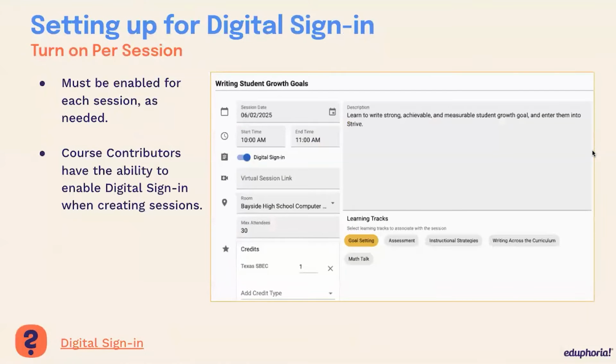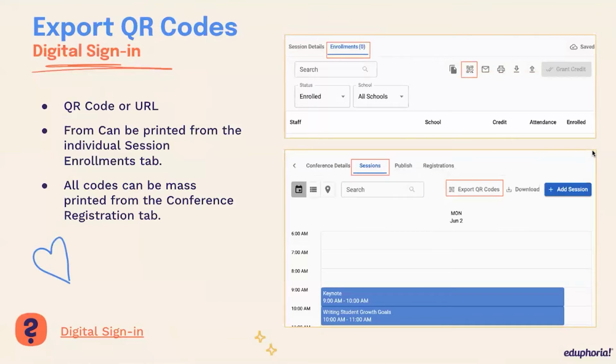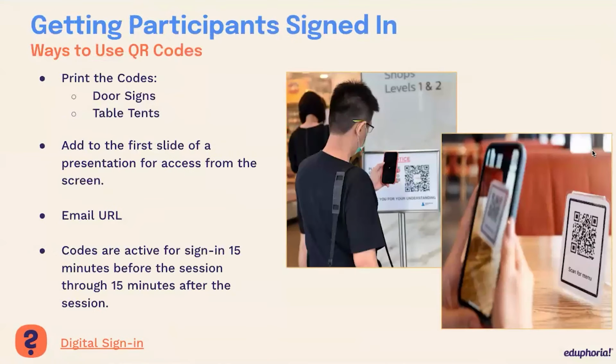So this is in our standard courses, but also in the conferences that you can do this. So just a reminder that you can turn it on per conference session, turn the digital sign in on. And then you can grab that, like there's different ways that you can share that information with your people in your session. You can export the QR codes in a spreadsheet. They can be printed for your individual sessions. We have even some examples here. You can print them, put them on door signs, table tents, add them to the first slide of your presentation. You can email the URL to them if you know ahead of time.